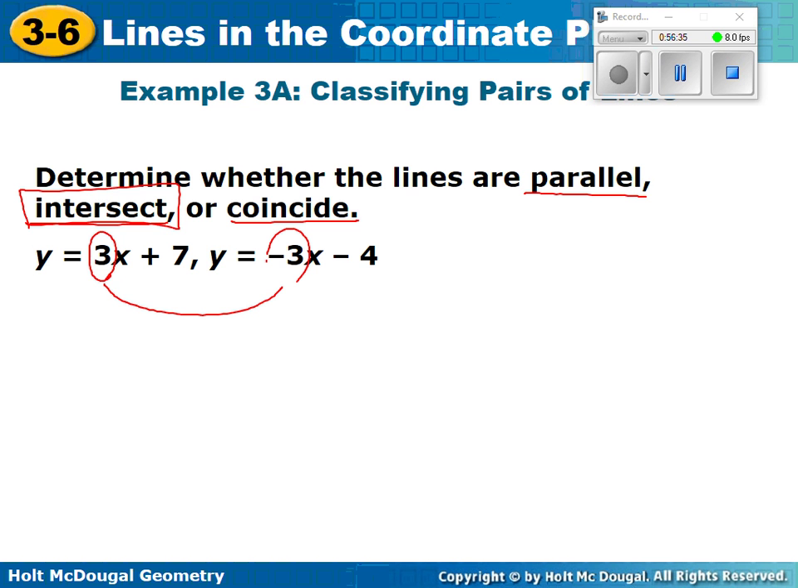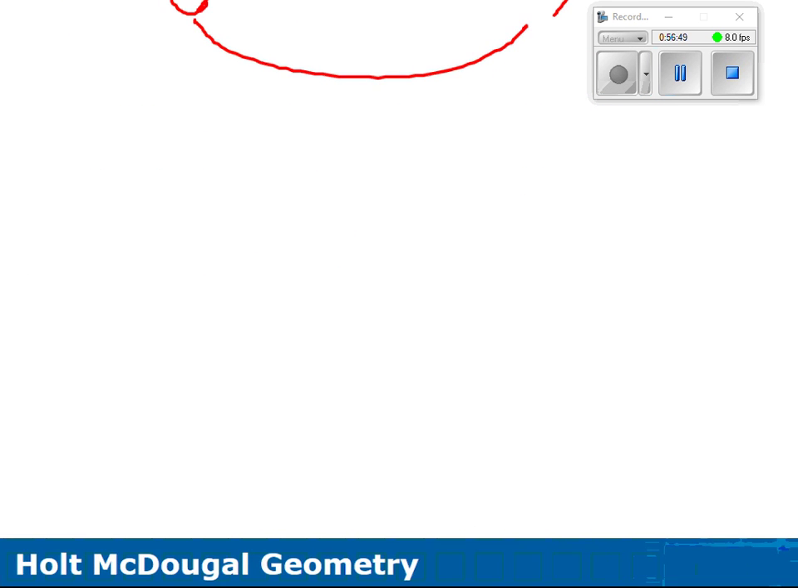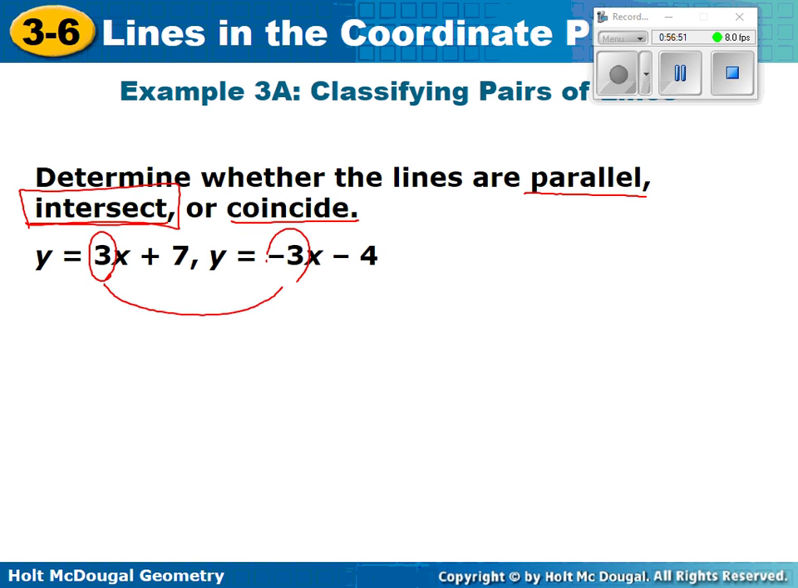Intersecting. Okay? Is it perpendicular, by the way? No. They do have opposite signs, but what's not happening? They're not flipped. They're not reciprocals. So these are not perpendicular. They're just intersecting. I don't know why I keep doing that.